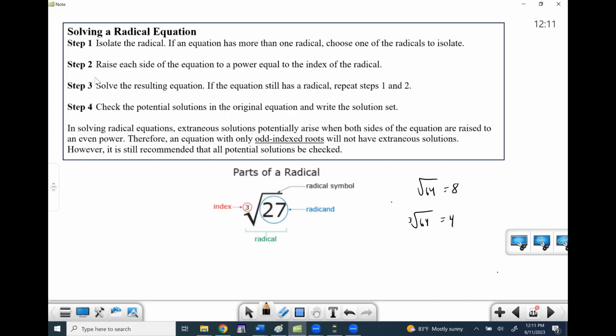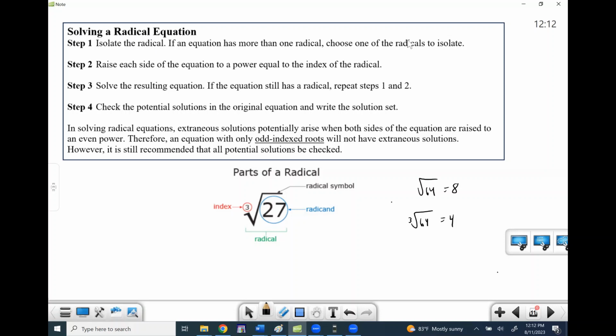All right, raise each side of the equation to a power equal to the index. So if we have an index of 3, if we have a cube root, then we're going to raise to the power of 3. We're going to cube it. If we have a square root, then we're going to square it. If we have a 5th root, then we'll raise it to the 5th, okay? Then just a generic solve, that could entail anything. But sometimes on step 3, we still have a radical remaining. In that case, you have to go all the way back up to step 1 and start over again, okay?